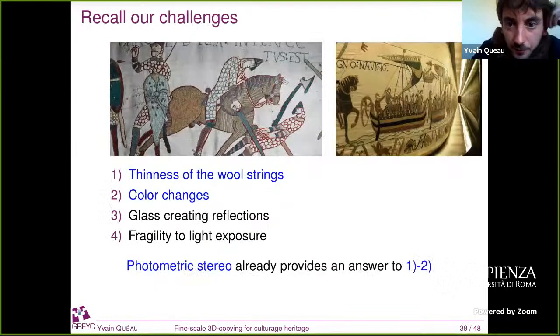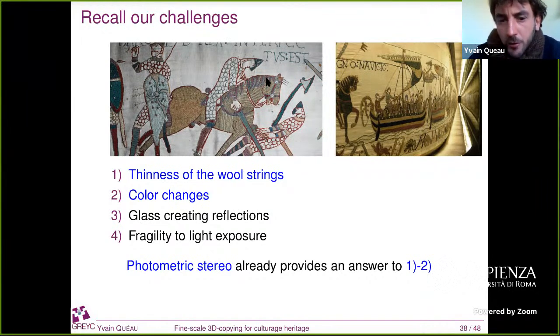So this gets me to the end of the talk. Recall what we want to do: we want to scan this embroidery. The challenges that we had to face are written there. There are very thin geometric variations. Okay, solved. We saw that we are already able to estimate very thin geometric changes, and that the color is not uniform. Okay, solved. Photometric stereo can handle spatially varying color.